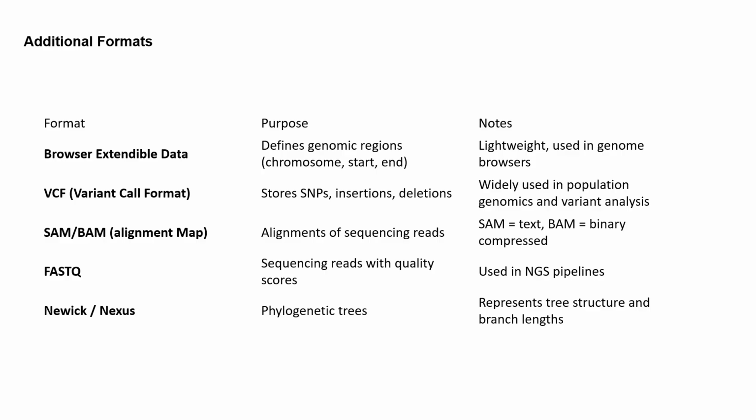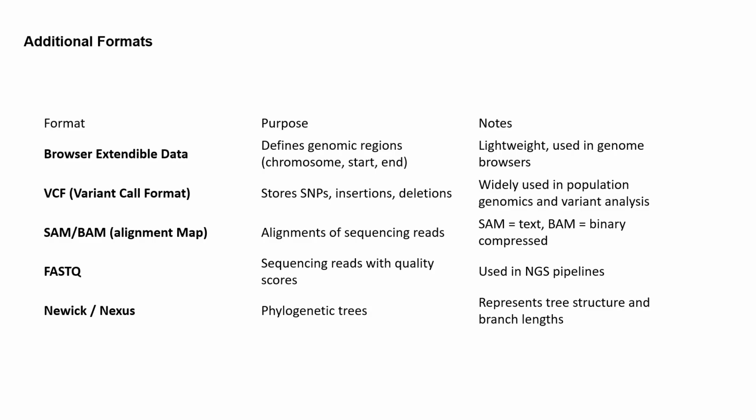Newick and Nexus: I suppose you have already seen phylogenetic trees. The lines that are visible and drawn in a phylogenetic tree, which represent tree structure, branch length, and their connection to the ancestor, that format is known as Newick or Nexus. This format is available online wherever you are studying phylogenetics.